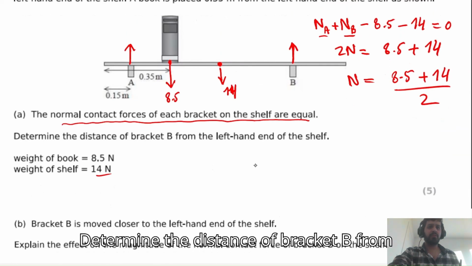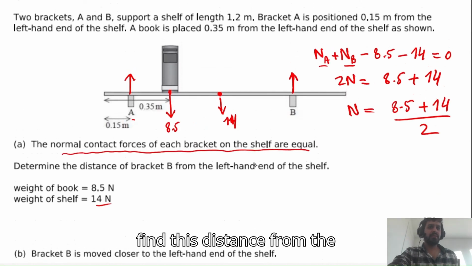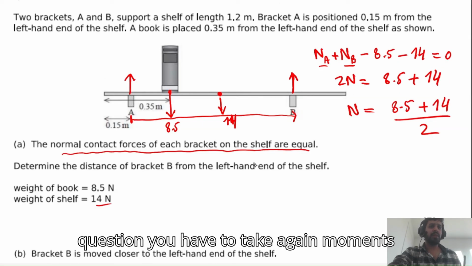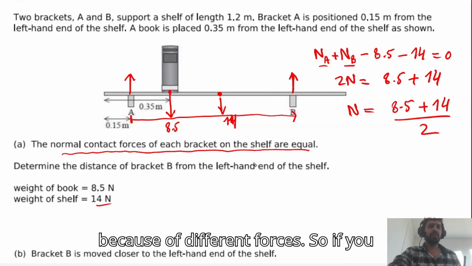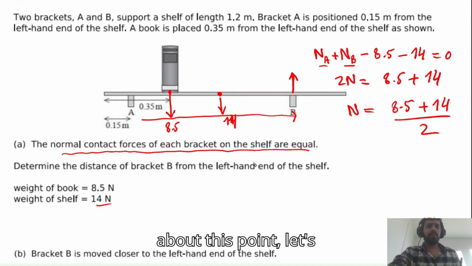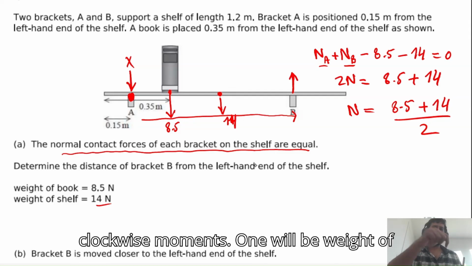Determine the distance of bracket B from the left end of the shelf. So you have to find this distance from the left end. Now to solve this question, you have to take again moments because of different forces. So if you, for example, consider moments about this point, let's call it point X. So there will be two forces that will produce clockwise moments.